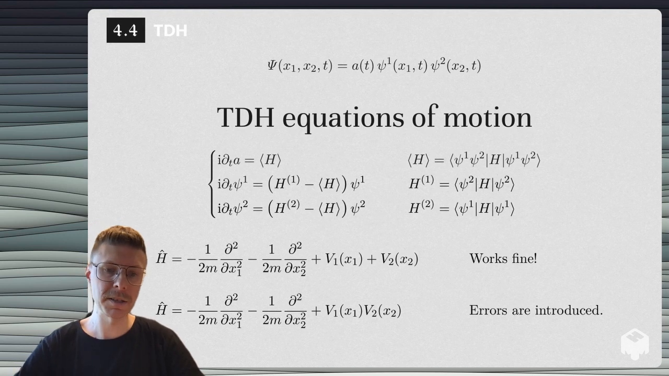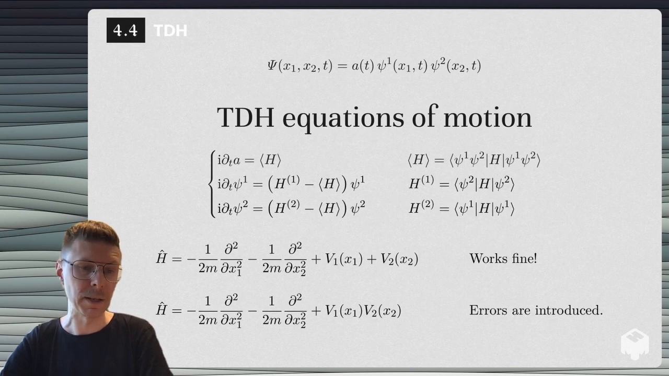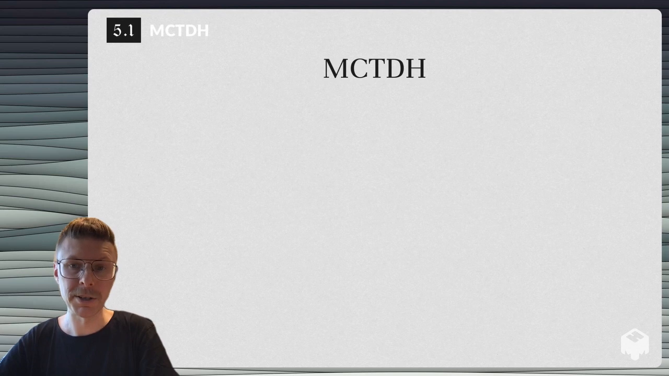But if we have a Hamiltonian like this, where it's the same except the potentials are now multiplied together, then you can do a derivation to show that we're introducing errors into our problem. I'm not going to show that to you, but it's in the material. The difference between the first and the second is that the first one can be separated into a Hamiltonian for the first degree of freedom and a Hamiltonian for the second degree of freedom, just added together, whereas the second one cannot be separated like that. So this is introducing errors into the time-dependent Hartree method, and it's these errors that we're going to go after in the multi-configurational time-dependent Hartree method.